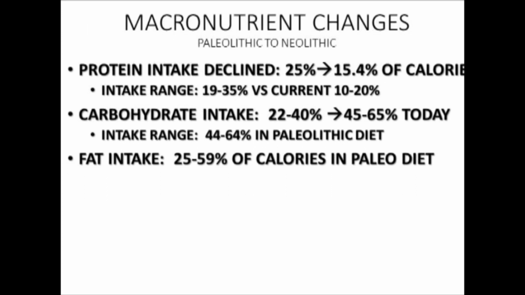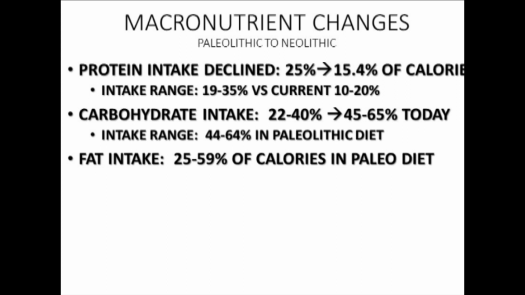The overall macronutrient makeup is quite different when we look at protein and carbohydrates specifically. So we see a decline in protein intake from the Paleolithic to the Neolithic period. On average, 25% down to about 15%. The intake range varies quite a bit: 19 all the way to 35% of calories were coming from protein during the Paleolithic period, versus what we currently consume, 10 to 20%. The carbohydrate intake would have gone up as the population transitioned from a Paleolithic diet to a Neolithic diet. So roughly 22 to 40% of calories would have been coming from carbohydrates during the Paleolithic period, and as we transitioned over to a Neolithic, we're looking at 45 to 65%, which we consume today.